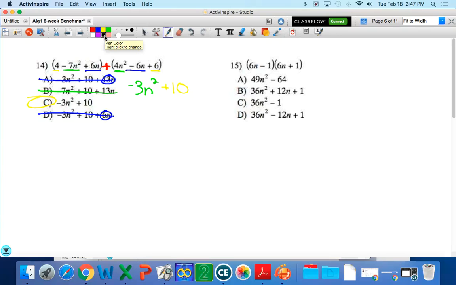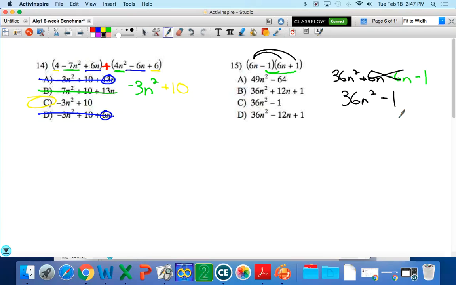And finally, after two or three times of trying to do all these crazy distributions, we are on to a double distribution problem. 6n times 6n is 36n squared. 6n times 1 is 6n. -1 times 6n is -6n. -1 times 1 is -1. Combine like terms in the middle, and they don't really combine as much as they cancel out. 36n squared minus 1, final answer.